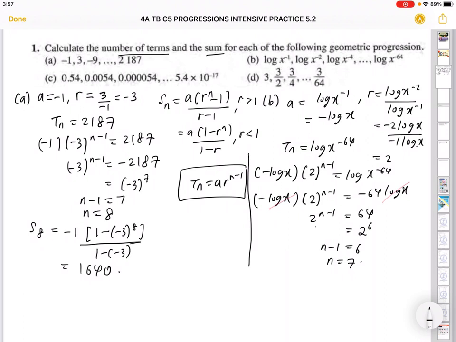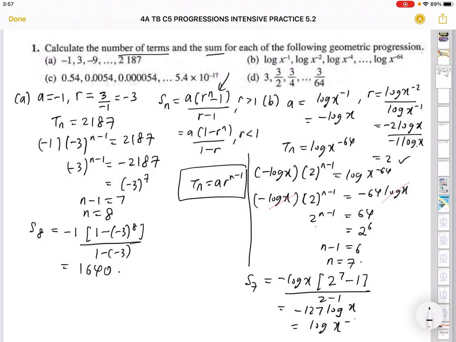So now we want to find the sum of the first 7 terms. Let's use A, which is negative log x. Let us use R as 2. Okay, by the way, I'm using the first formula now because your R is more than 1, R is 2 here. So 2 power 7 minus 1, over 2 minus 1. 2 power 7 is 128. 128 minus 1 is 127. So there's a 127 here. I'm just going to write 127 in front here. Log x, and you can transfer this up, so it's log x power negative 127.